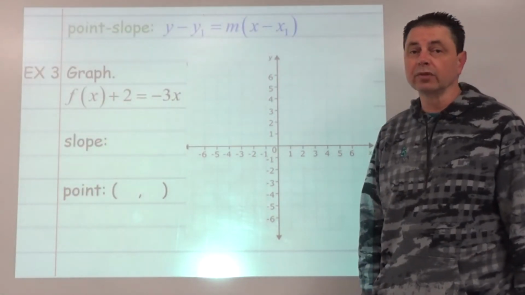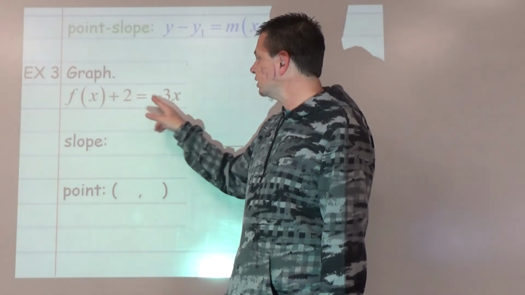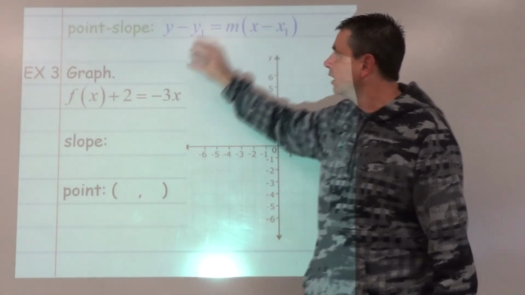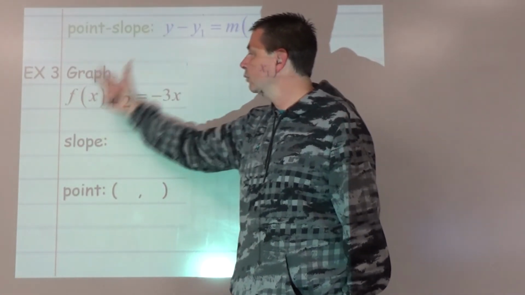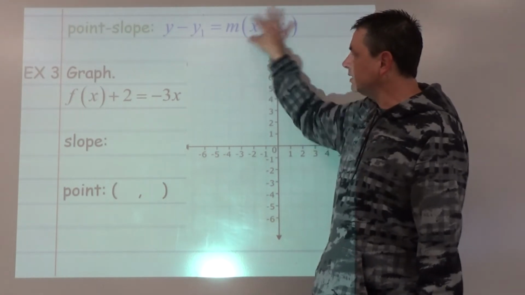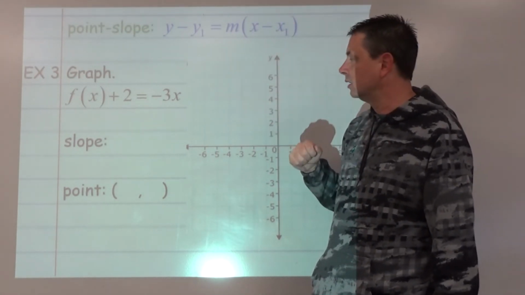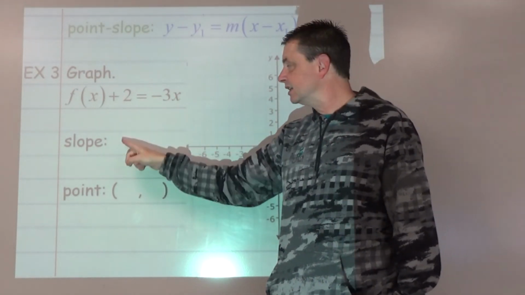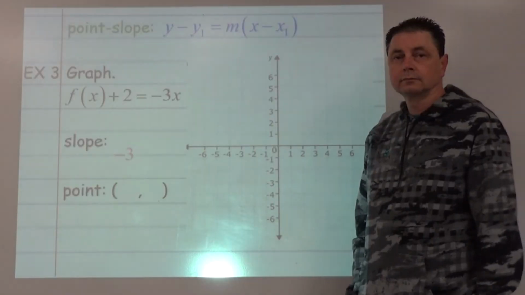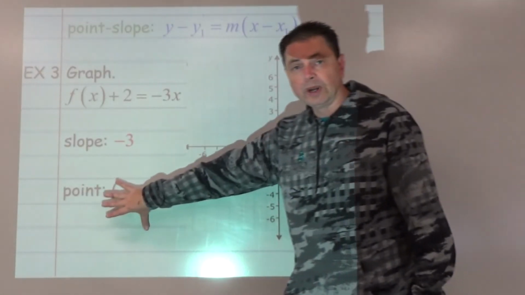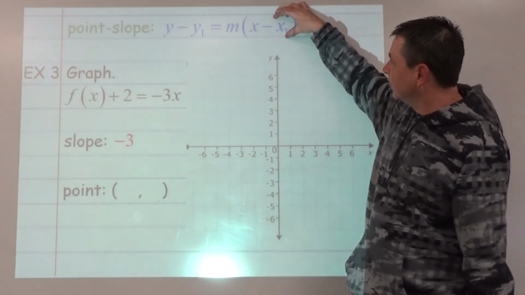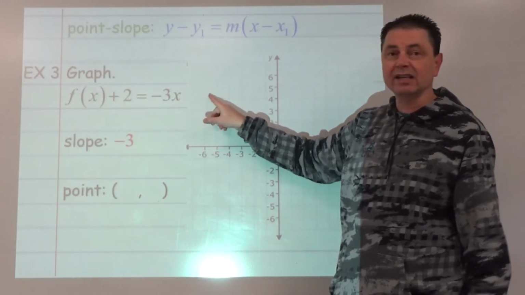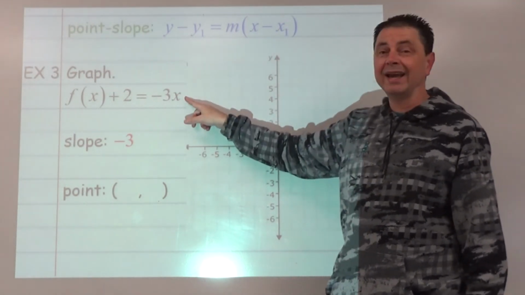And here's example number 3. f of x plus 2 is equal to negative 3x, and it actually is in this point slope form. We've just replaced the y with f of x. And there are no parentheses over here, but that's okay as well. So again, slope in front of the x, that one's pretty easy, going to be a negative 3. And as far as the point goes, the x-coordinate right here, no parentheses, but same thing as x minus, well, there's nothing there, so that has to be 0.